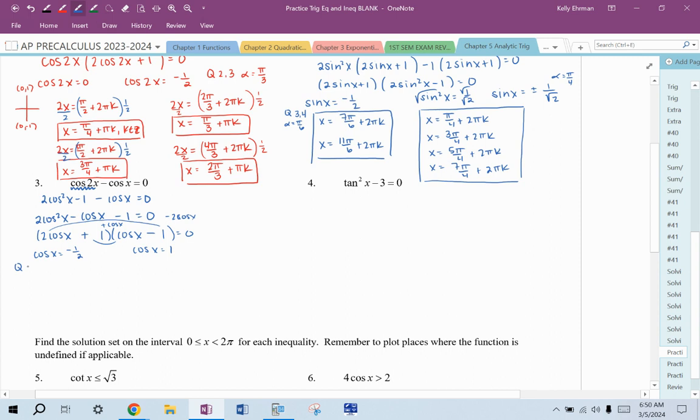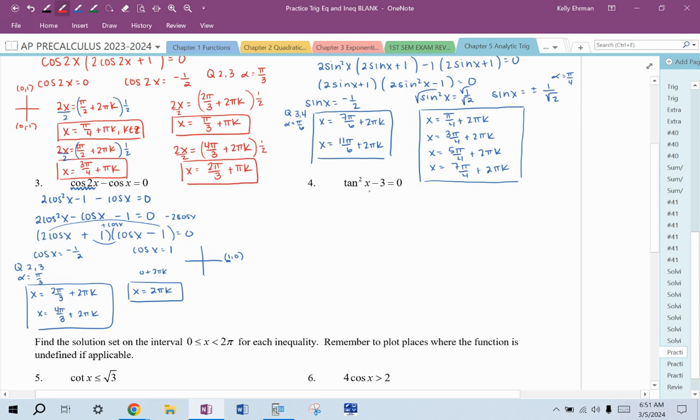Cosine is negative in quadrants 2 and 3, and the reference angle to make cosine 1/2 is pi over 3. So x equals 2 pi over 3 plus 2 pi k, and 4 pi over 3 plus 2 pi k. When is cosine equal to 1? This is one of the non-quadrant angles, and the only coordinate around these four that has a positive 1 x-coordinate is at 0. So instead of saying 0 plus 2 pi k, I'm just going to say x equals 2 pi k. Again, k is an integer for all of those.